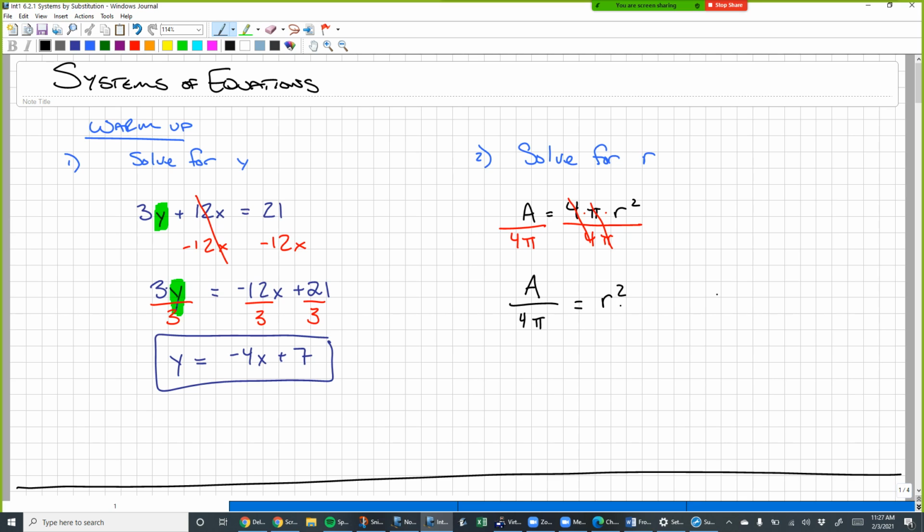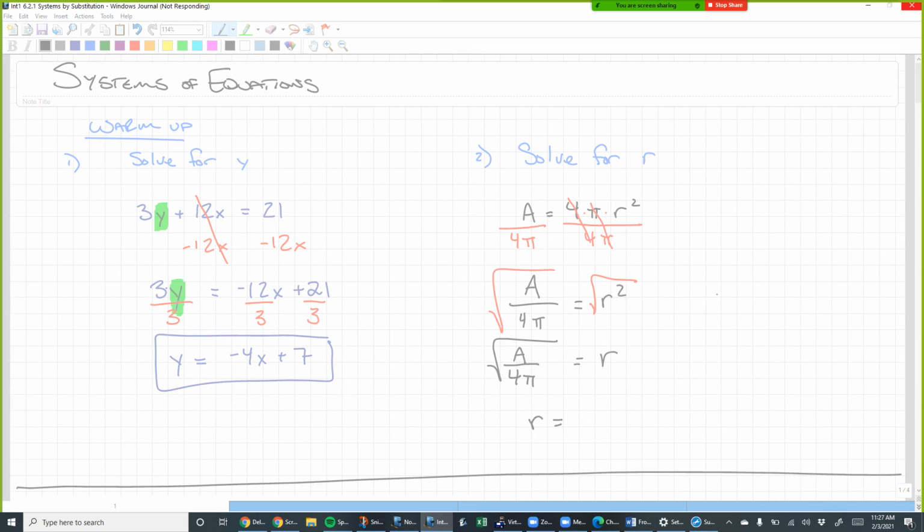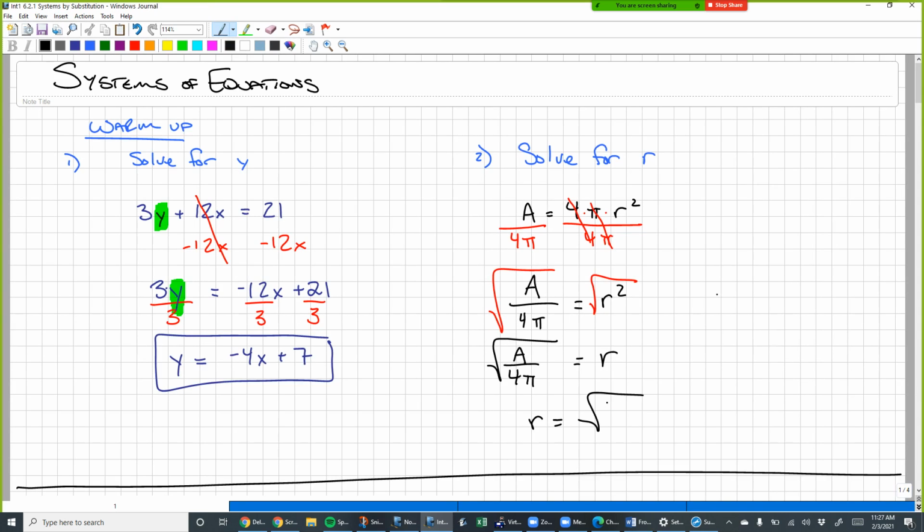Now we have r squared, and r squared by itself is something that we need to undo. The opposite of a square is a square root. We haven't talked about that, but it's something that's common in math and will come up. So the undoing of r squared gives us the square root of a over 4 pi. And that's how we leave it. r is equal to the square root of a over 4 pi.